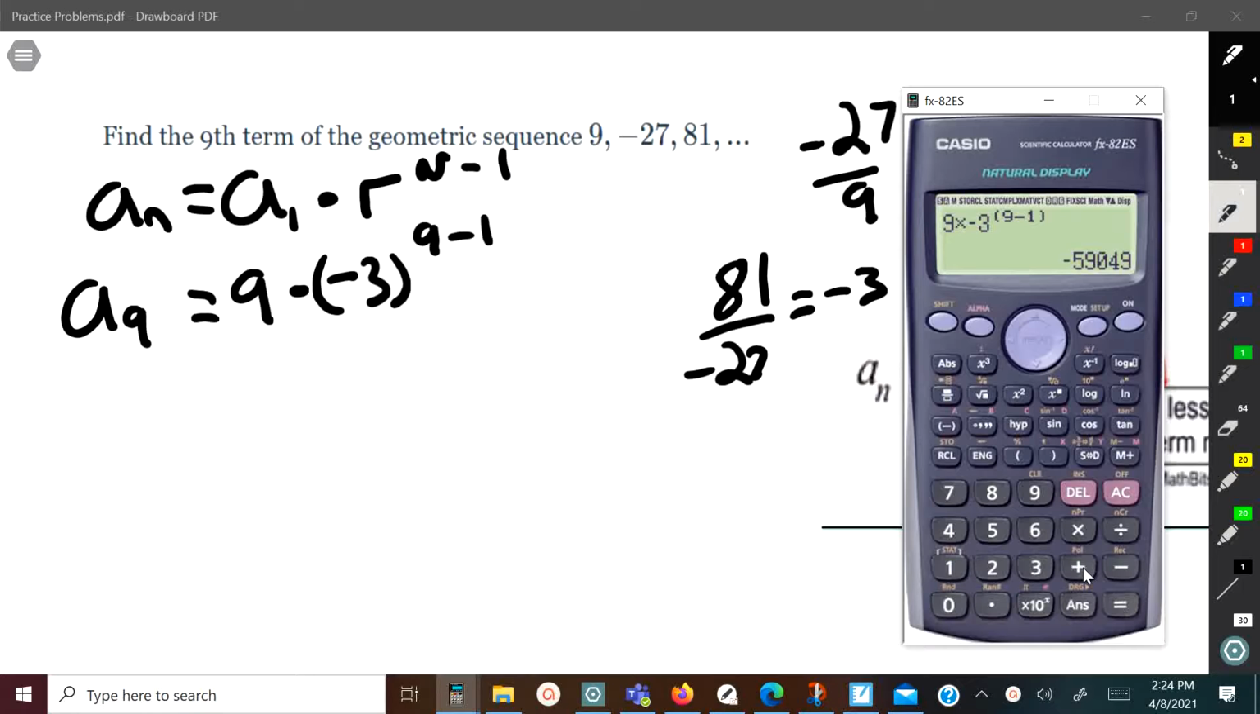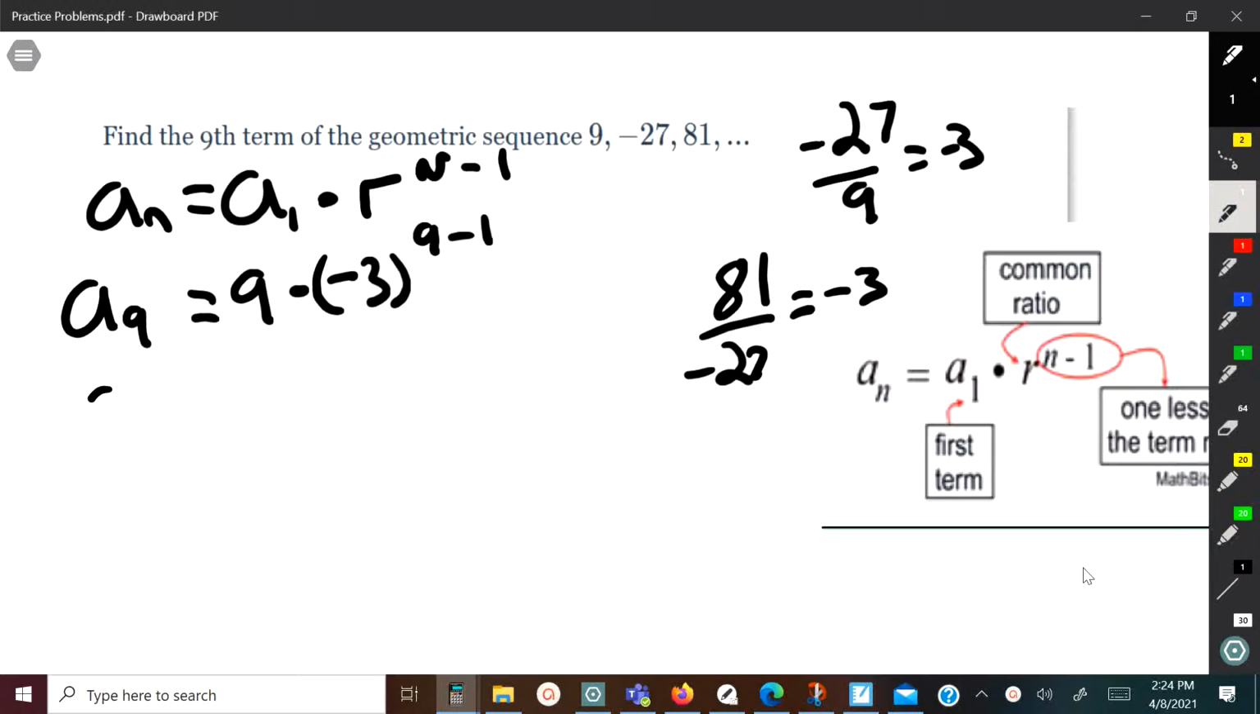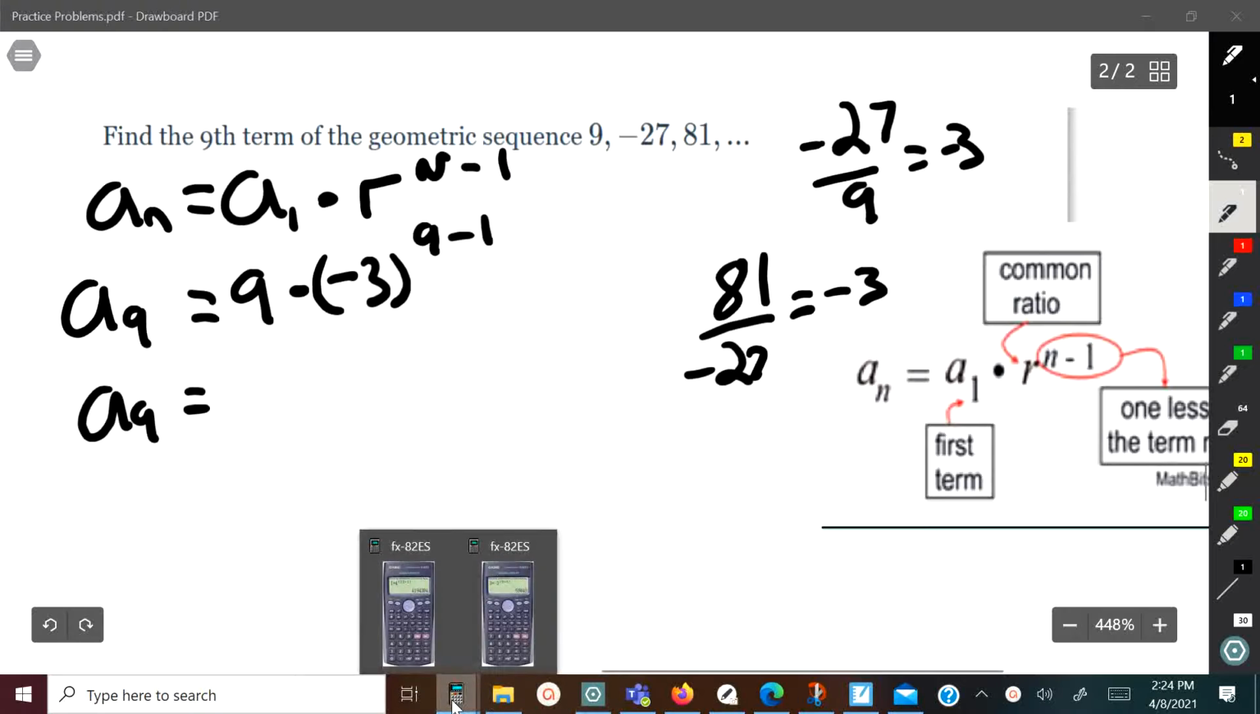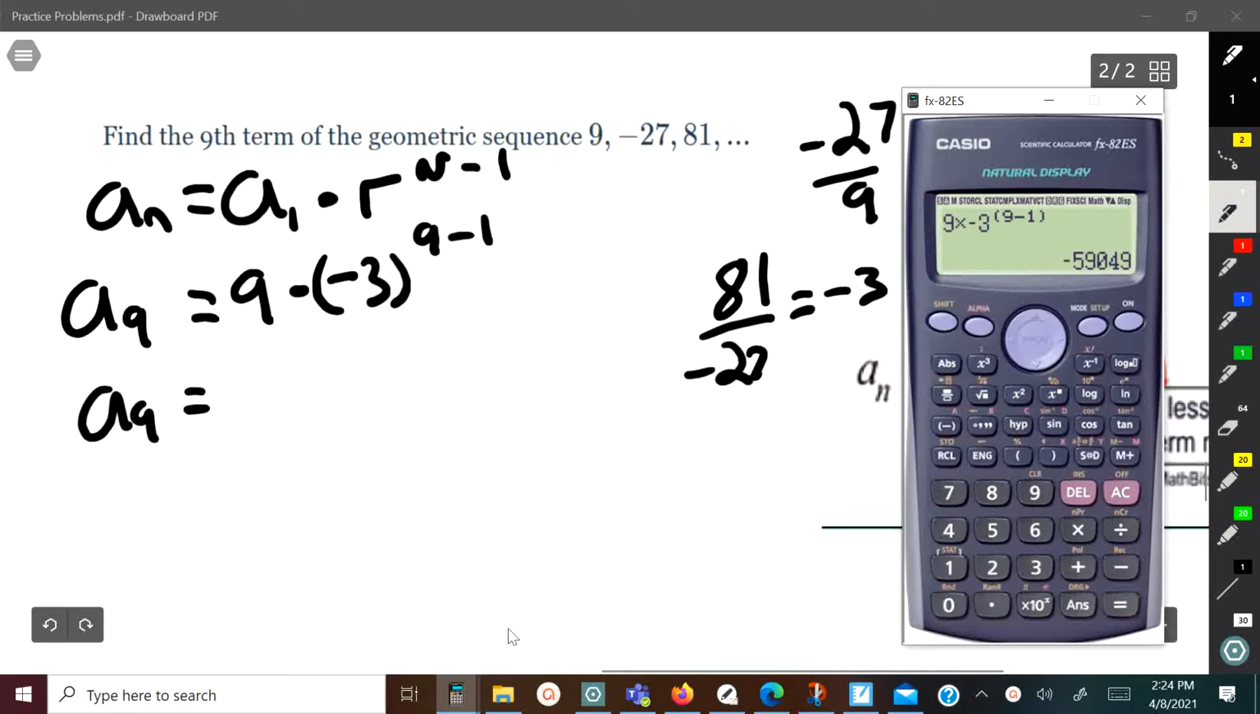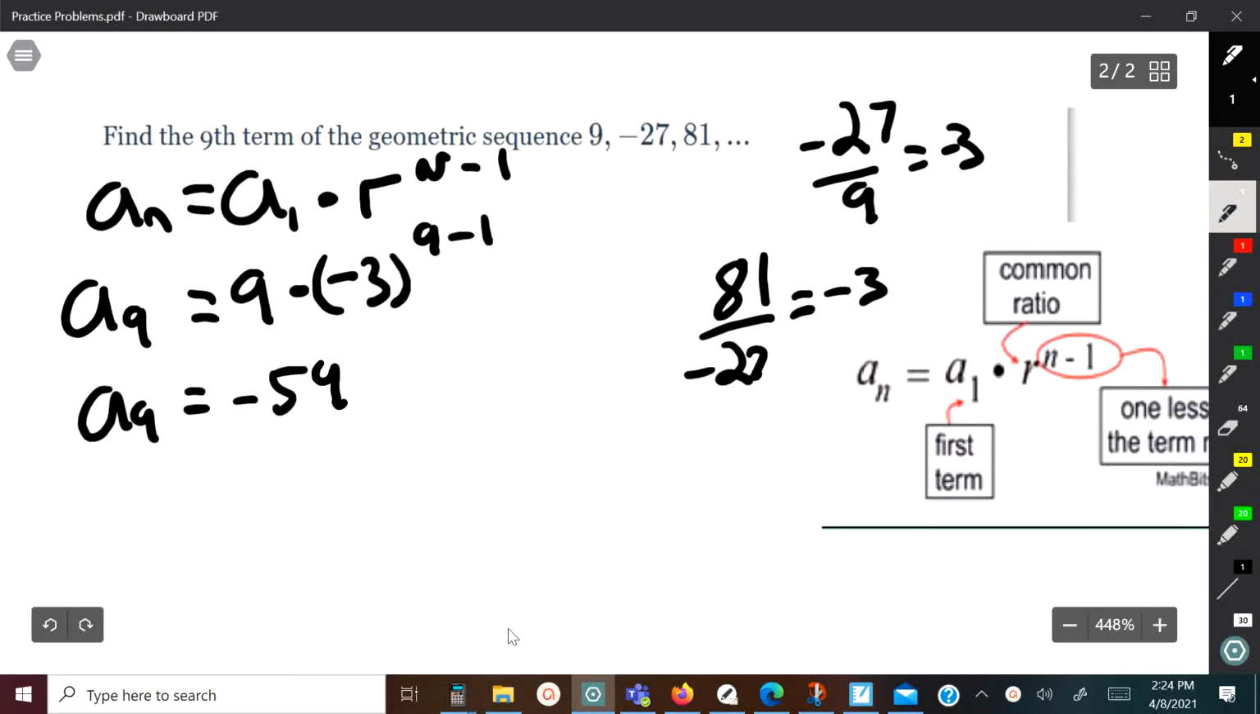So a sub 9 is equal to negative 59049. And that's it. That is finding the nth term of a geometric sequence.